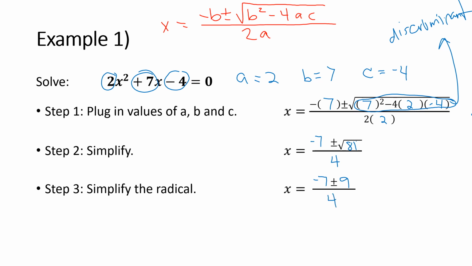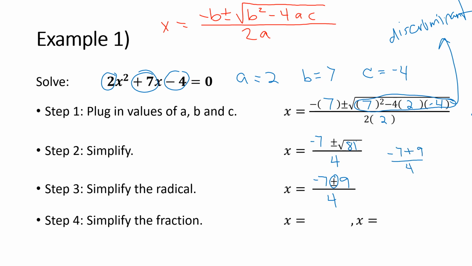Now, everything I'm looking at here, these are like terms. So I'm going to take care of the plus or minus here. We're going to do this twice. We're going to do -7 plus 9 divided by 4, which -7 plus 9 is 2. Divided by 4 is 1/2. That's our first answer down here.